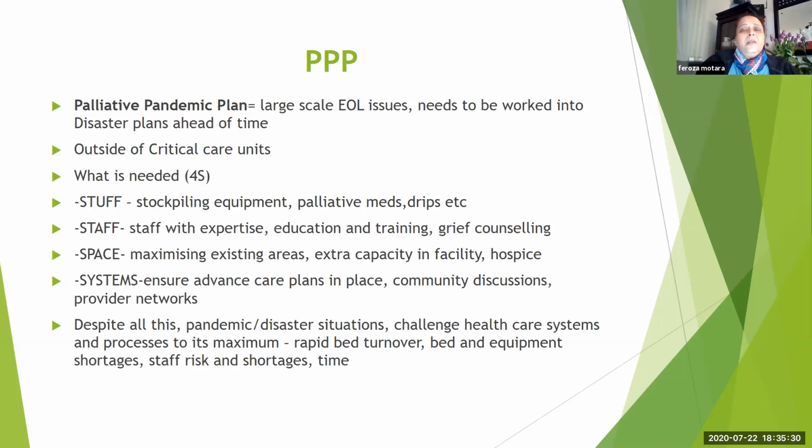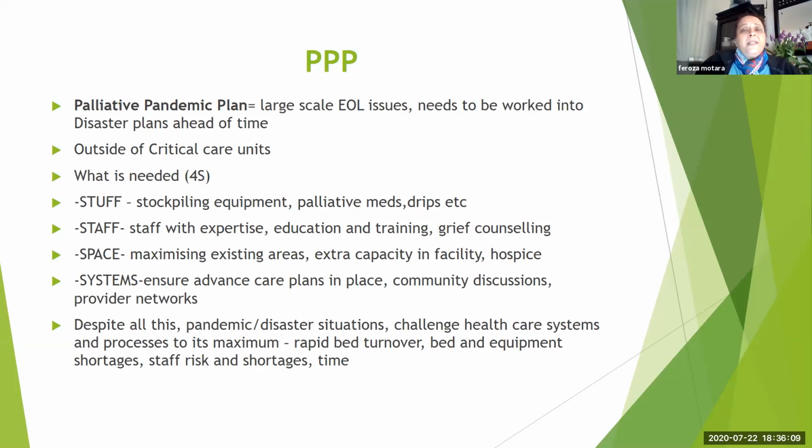And one of the critical things that need to be worked into our disaster plan is a palliative pandemic plan, where large-scale end-of-life issues are discussed and planned for. And this needs to be done as a standard. We often talk about treating critically ill patients. So we stockpile equipment, we stockpile PPE, we have designated areas for triage, we have designated areas for dead bodies, all those kinds of things, but we don't often have a palliative plan.